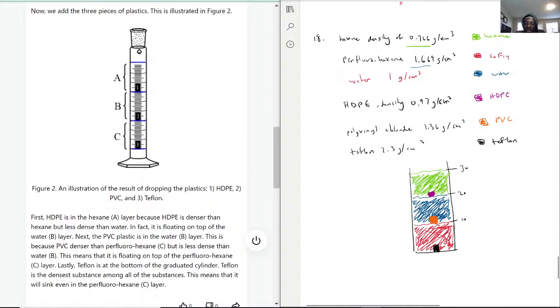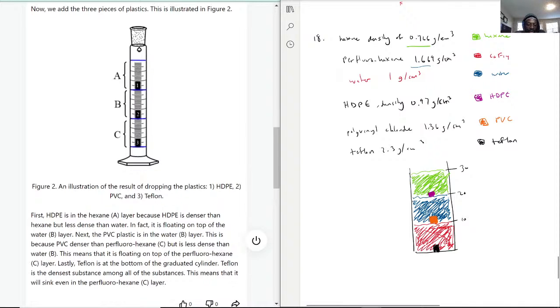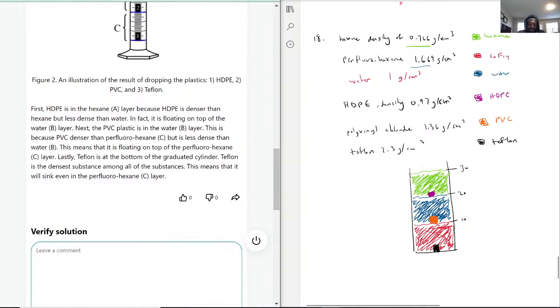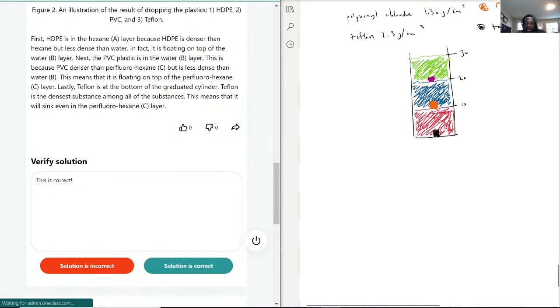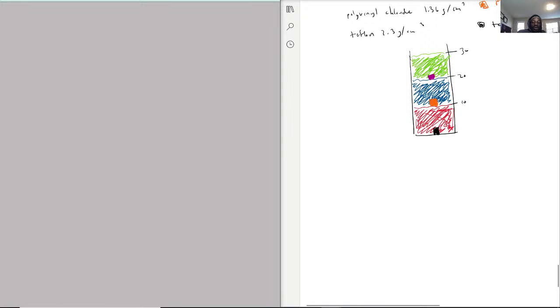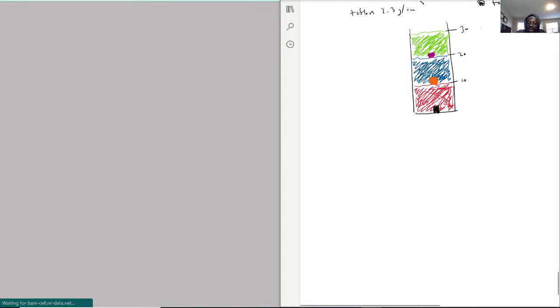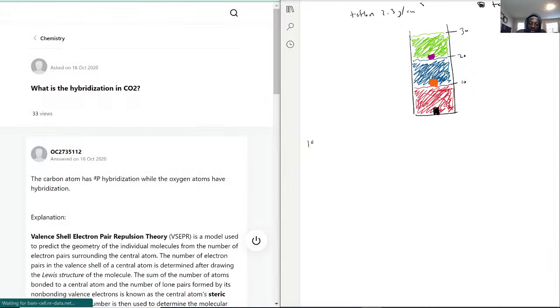We have hexane, water, perfluorohexane, HDPE, polyvinyl chloride, and then we have the Teflon. Okay, this is correct. That was quite enjoyable. I like drawing that picture, and it really shows exactly like how densities work, and also kind of emphasizes how chemistry and physics are not too far apart when it comes to figuring things out.